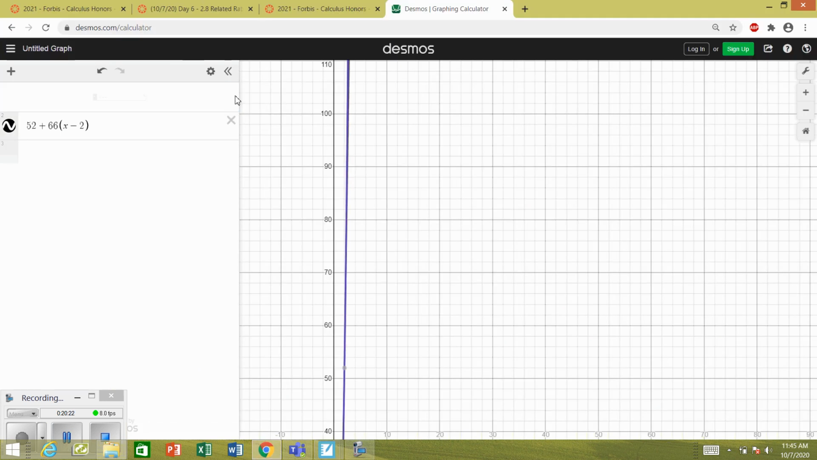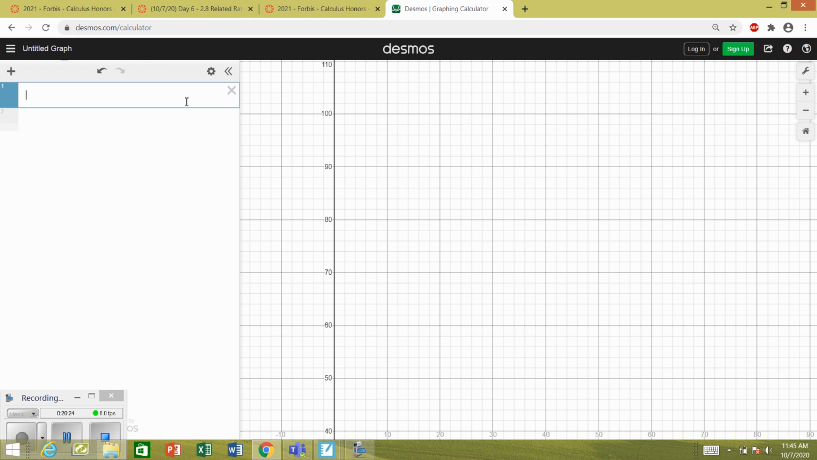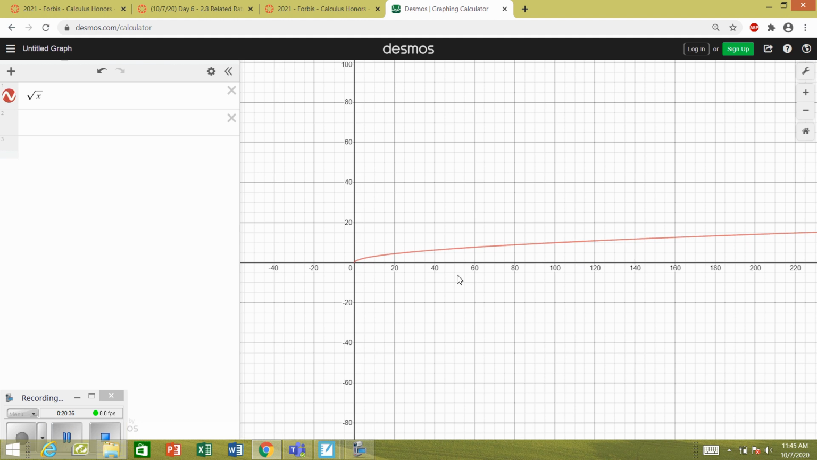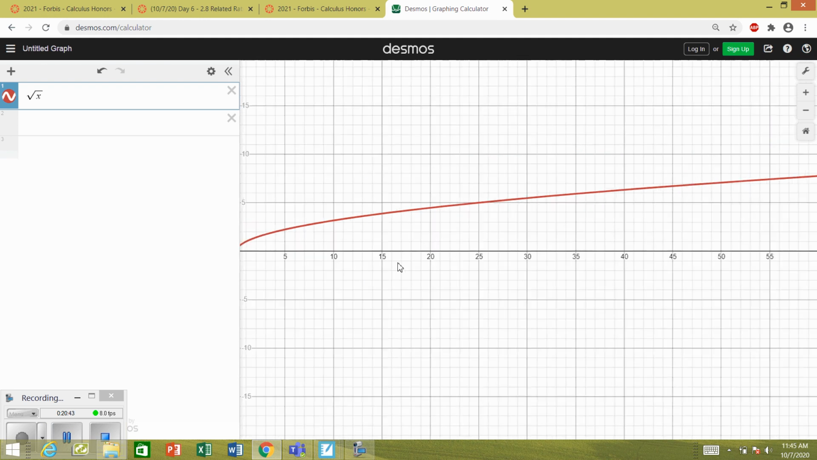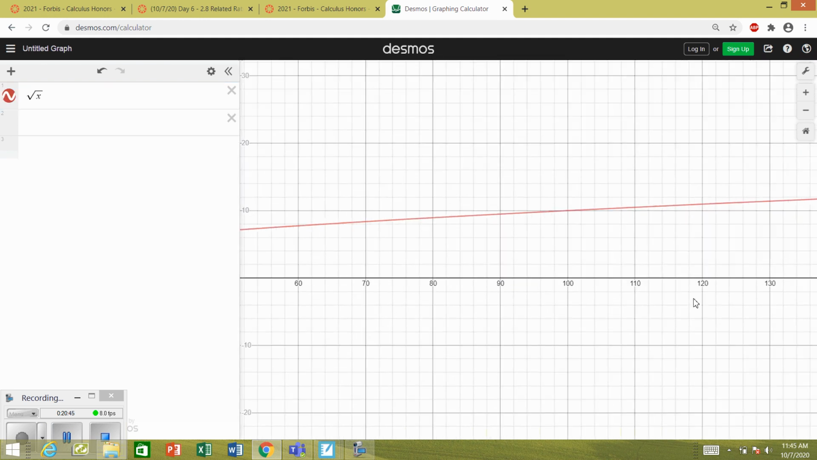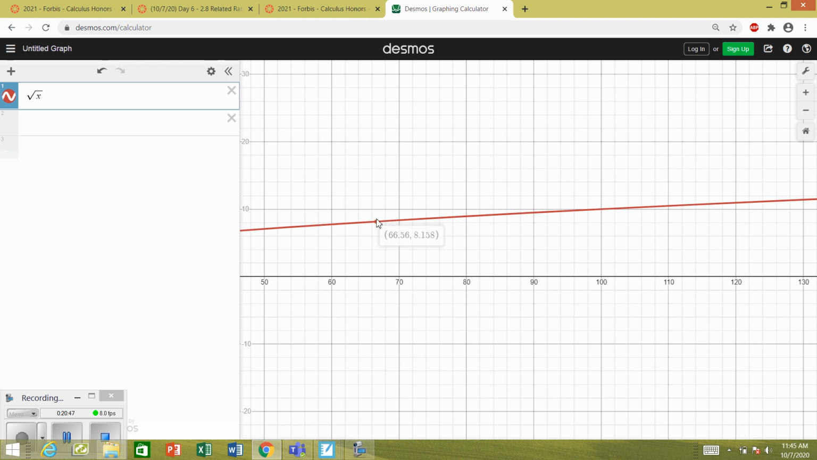If I were to graph this, here's the square root of x. What the heck? Square root of x. There it is. And I know the point, like if I go over to 64, I know the square root of 64 is 8. But what about the square root of 66?